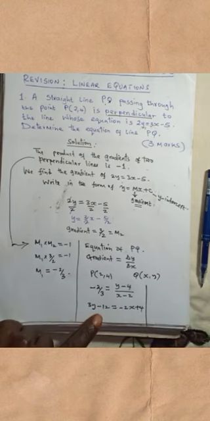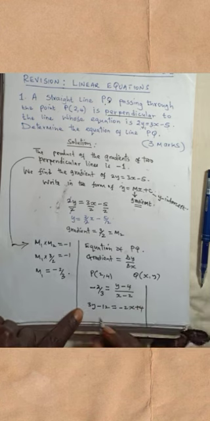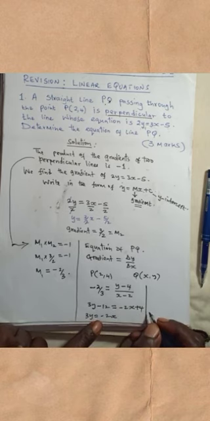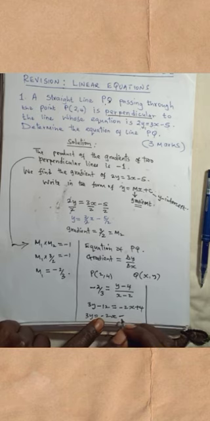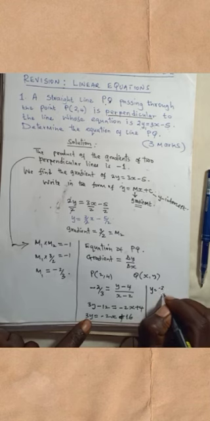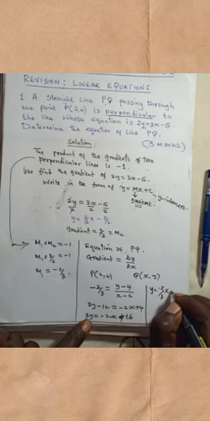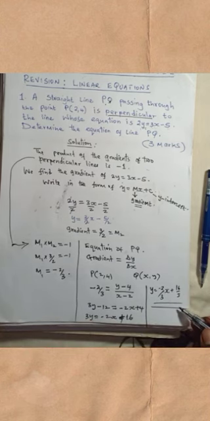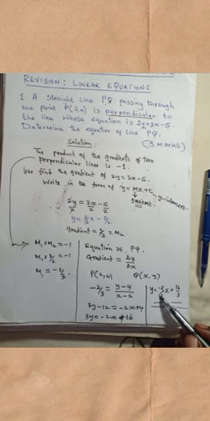From there we make y the subject of the formula. We can say 3y = -2x + 4, and then if 12 crosses the equal sign, it will be positive, to give us 3y = -2x + 16. Dividing through by 3, you get y = -2/3 x + 16/3. This gives us the equation of the line in the form y = mx + c. You see -2/3 is our m, which is the gradient.